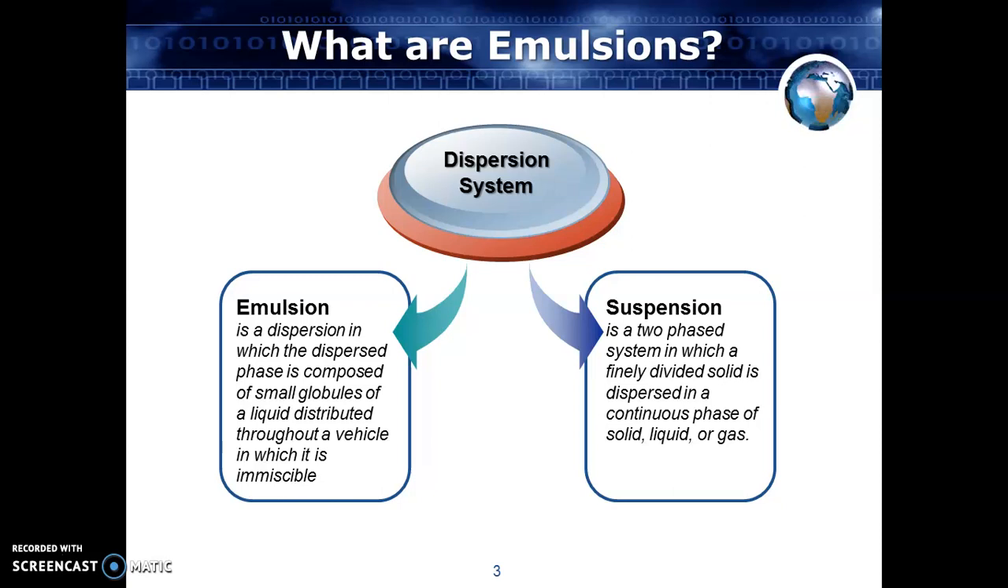Emulsion is a dispersion in which the dispersed phase is composed of small globules of a liquid distributed throughout the vehicle in which it is immiscible. And suspension is a two-phase system in which a finely divided solid is dispersed in a continuous phase of solid, liquid or gas.